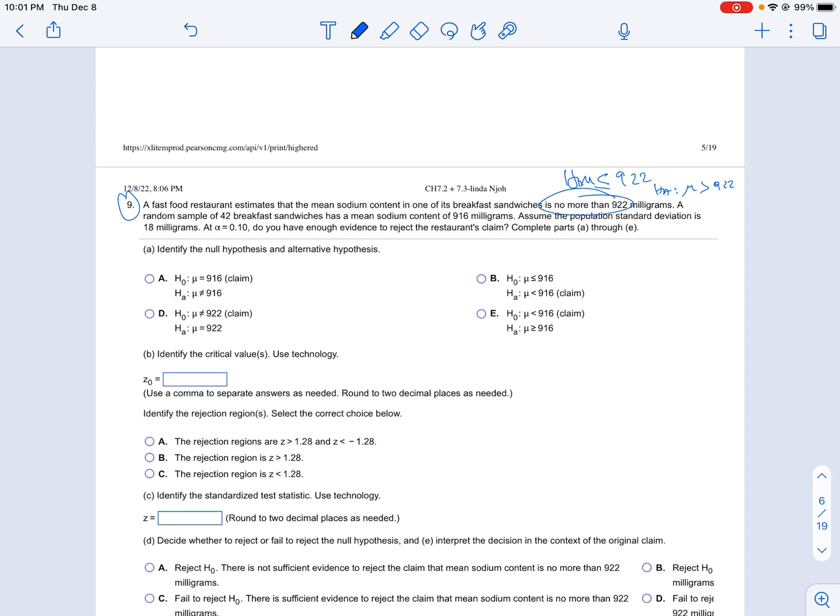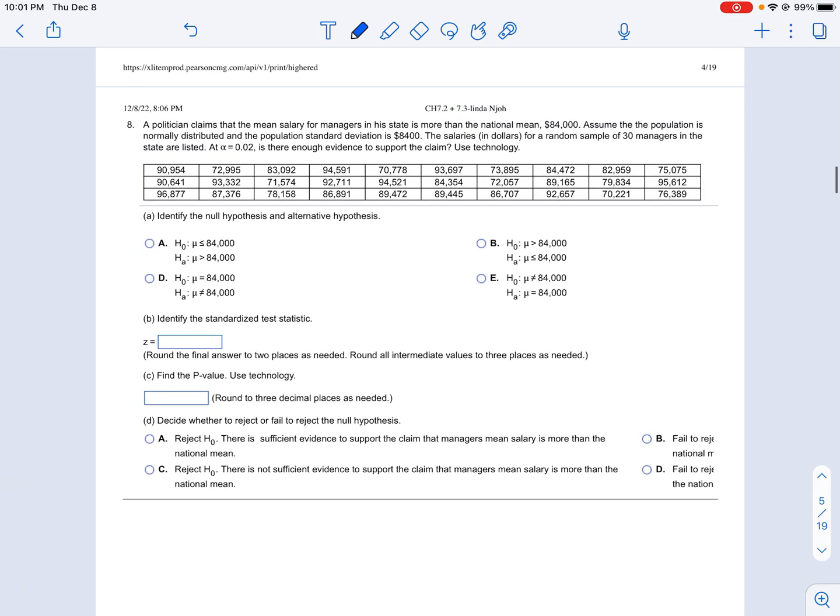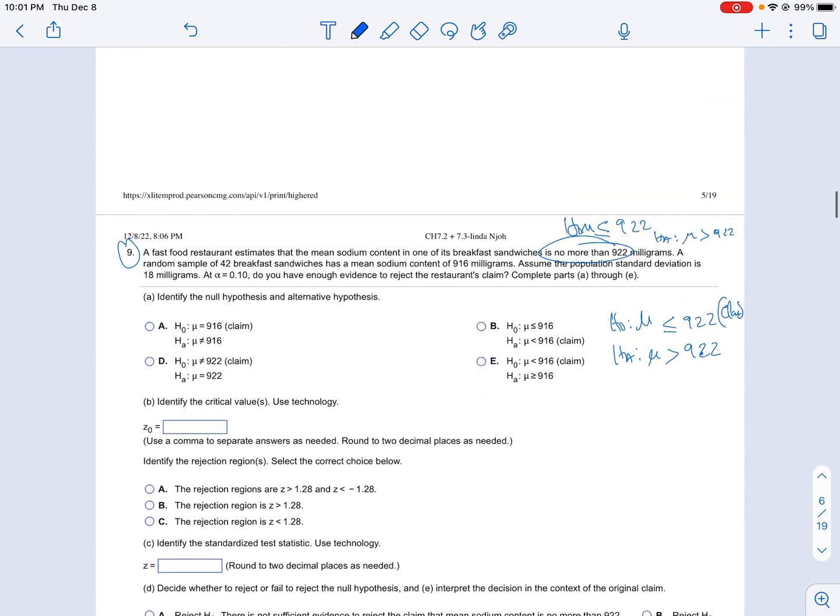It's a right tail test again. I don't need to do it. No more than. It's a right tail test. I don't need to do it. And your claim is in the null. I'm not going to do that. Y'all do it on your own.